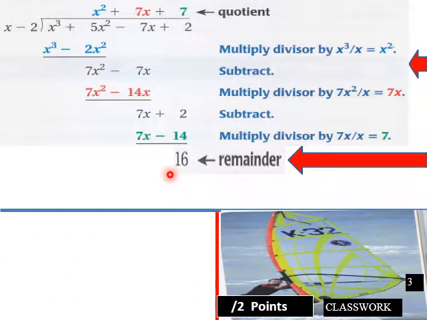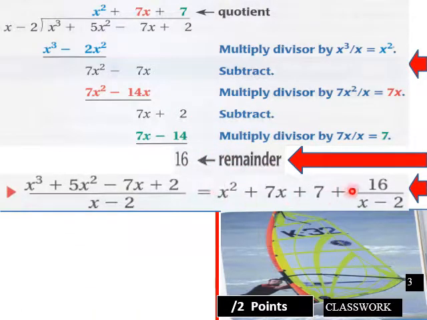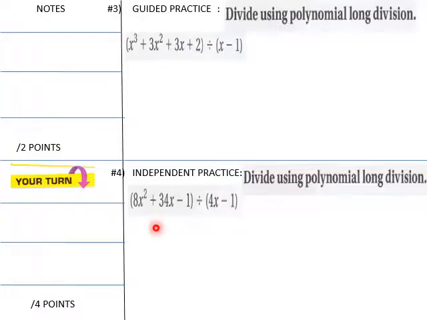So when we do that, we have a remainder of 16. And then what do we do with our remainder in this situation? We put it over x minus 2, our divisor. So when you divide this expression by this, you get this quotient here plus our remainder, 16 over x minus 2. That would be the way that you would divide this into this.